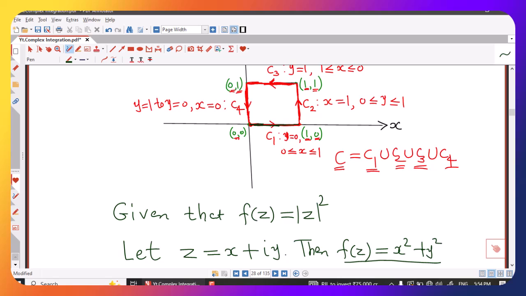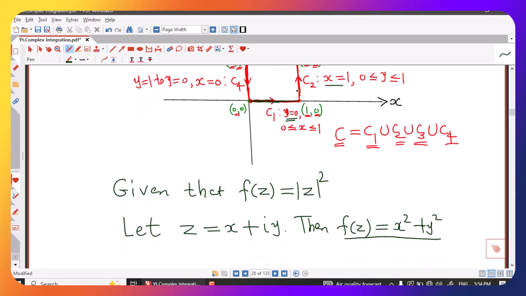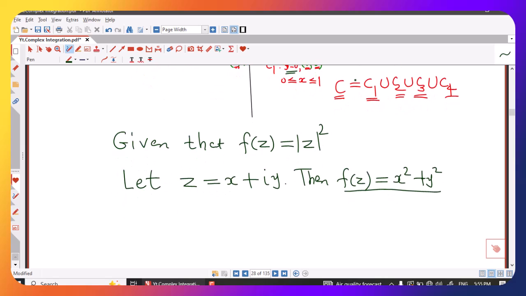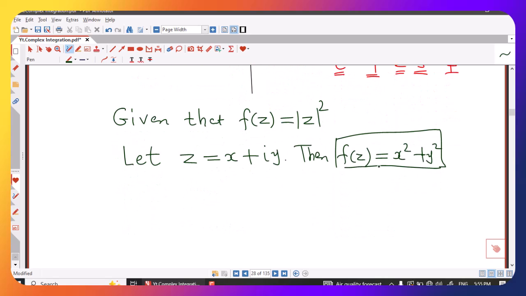For example, along C1 we will put y equal to 0, so this will become a function of x. Along C2 we will put x equal to 1 and it will become a function of y. Same thing for C3 and C4. So we have to take care that the integral will be different along different contours C1, C2, C3, C4, and similarly f of z will also be different depending upon the equations of C1, C2 and C3. And here we will require dz also, so this is also different for different contours.